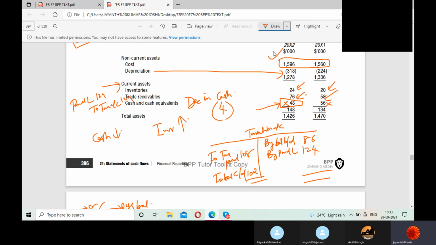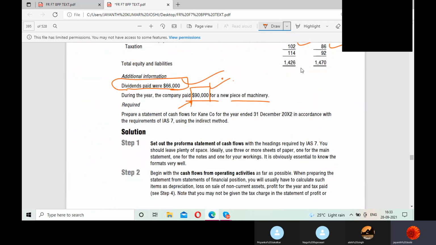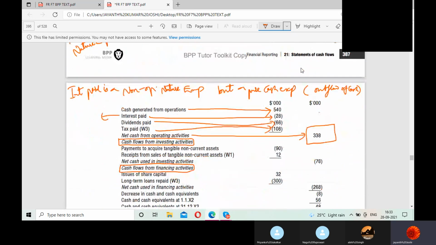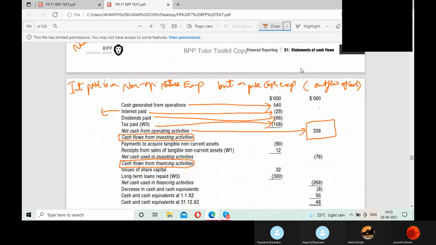These are the gross values. This is after the depreciation. These are the net values. Okay. Depreciation we have already shown in our cash flow from operating activities. Correct. Now, so 90 is what you have paid to buy a machinery. Correct.